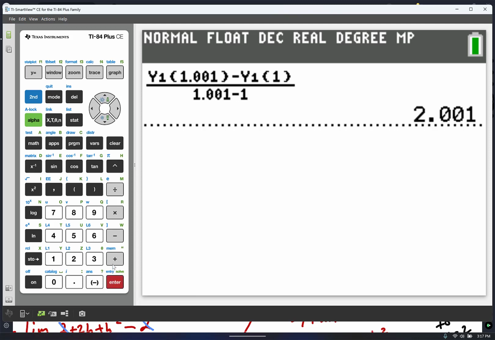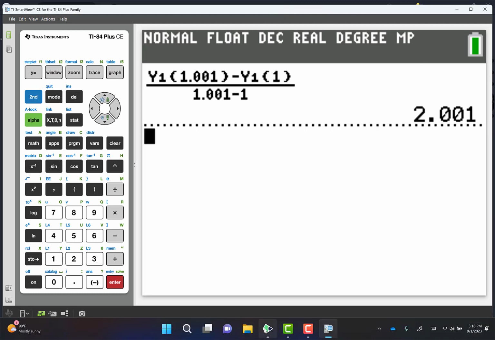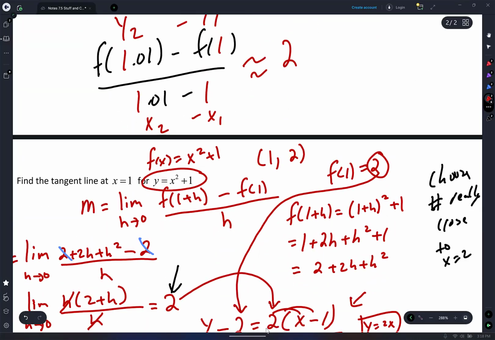Because I'm just getting really, really close to it. So that's just my slope. Does that make sense about why this is slope? Of course, that's secant slope. The closer I get to 1, the better this will get closer to 2, right? 1.00001 minus y of 1 over 1.00001 minus 1. It'll get closer to 2. Cool or not cool? Okay.